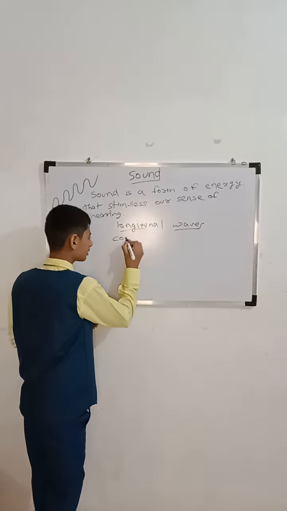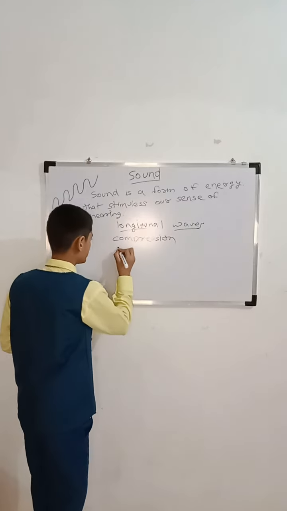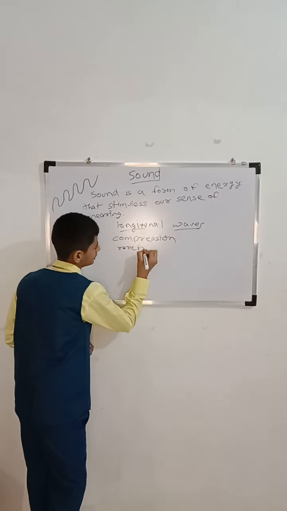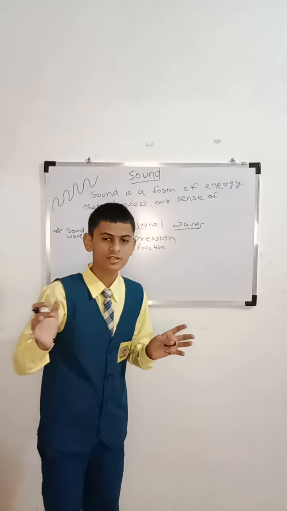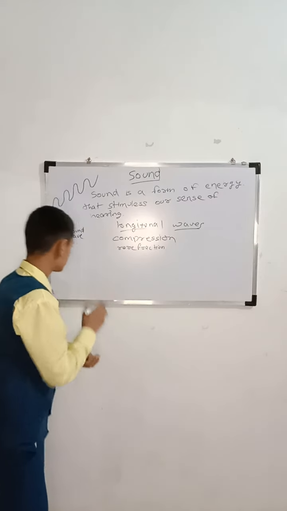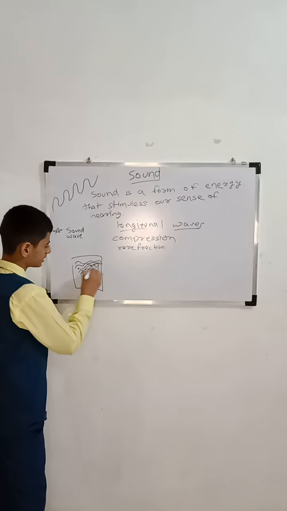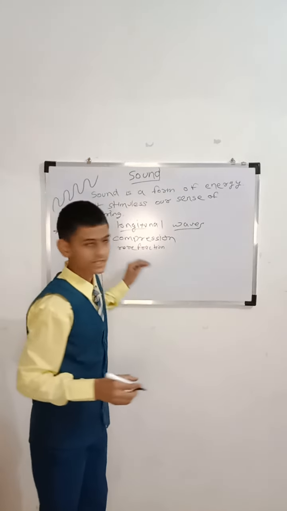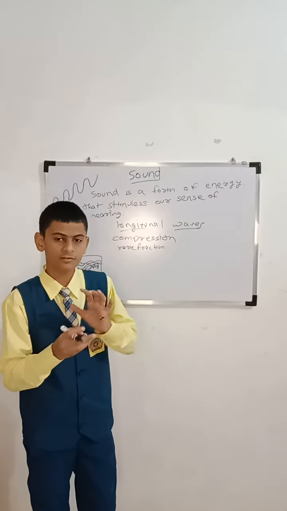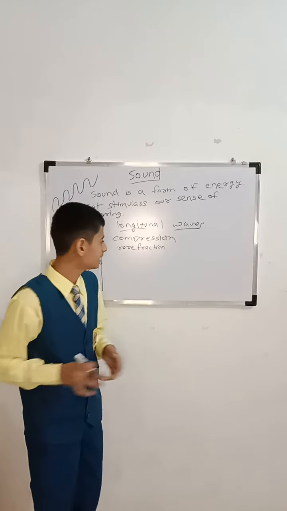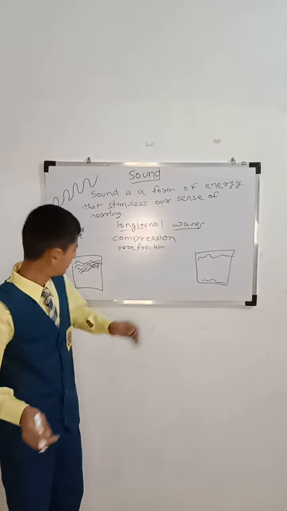First is compression, and second is rarefaction. So what is compression first? Compression means the area in which sound waves are very compressed, very close together. Suppose this is a room. So one sound wave here, one here, one here. They are very compressed, very mixed up. And rarefaction is the area in which sound waves are very far apart. Suppose this is a room, then one sound wave is here, one is here. So this is rarefaction.